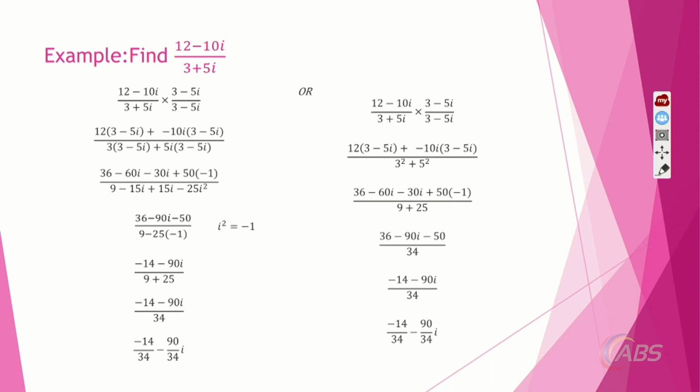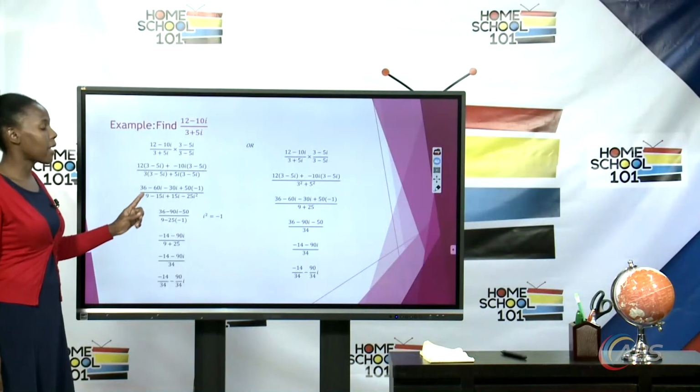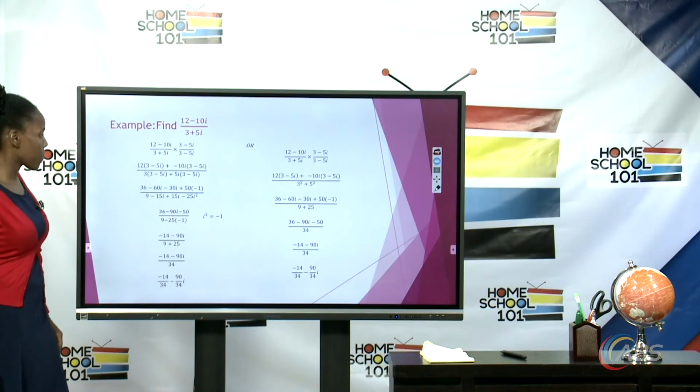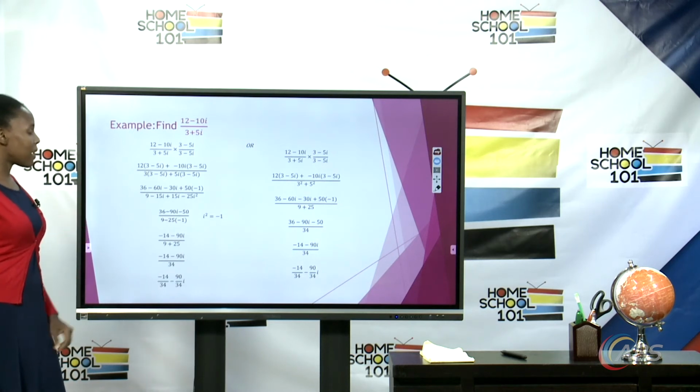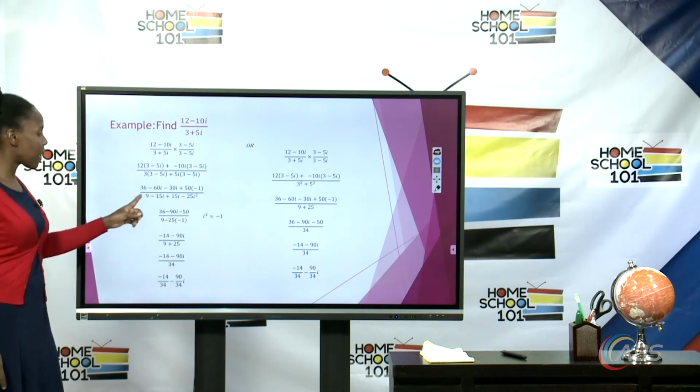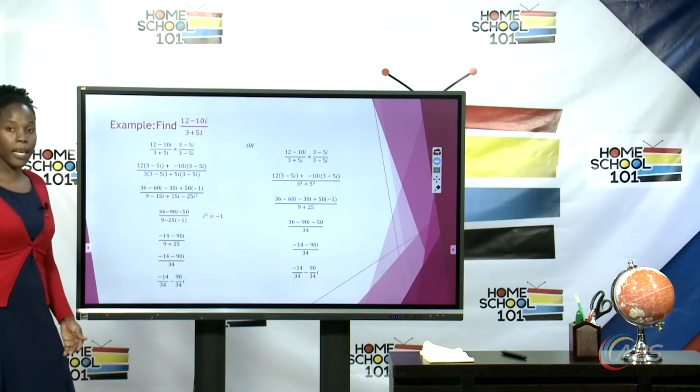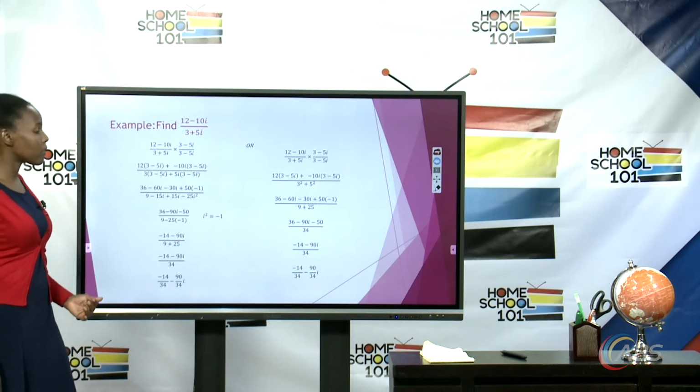And in the denominator, we do the same. So it is 3 times 3 minus 5i plus 5i times 3 minus 5i. So 3 times 12 would give us 36. 12 times negative 5i would give us negative 60i. And again, pay close attention to the signs.